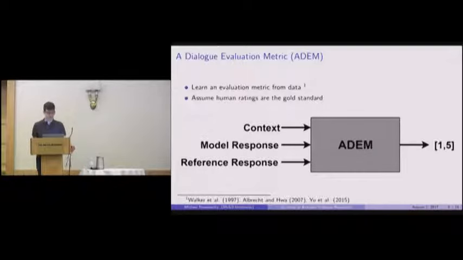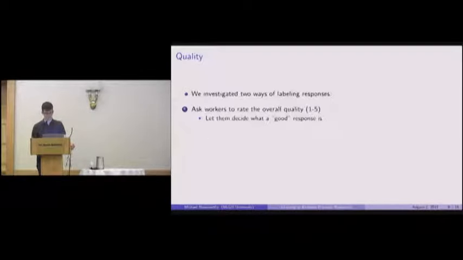So the idea of learning a metric is not new. It's not new in the NLP community. It's not new in the dialogue community. It's been used in task-oriented dialogue before. It's been used in non-task-oriented dialogue. And it's been used a lot in the machine translation literature. And what we're doing differently is we're specifically considering the dialogue response generation task, and we're treating it as a regression problem and not a classification problem.